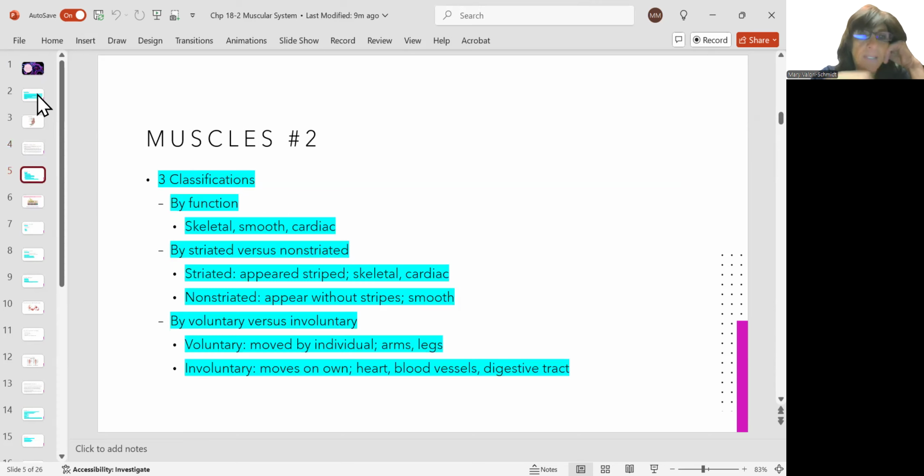Okay, so we've got our three classifications. We can separate classifications of muscle by function, so it's either skeletal, smooth, or cardiac, or we can separate it by whether it's striated or non-striated, or we can separate it by whether it's voluntary or involuntary, right?